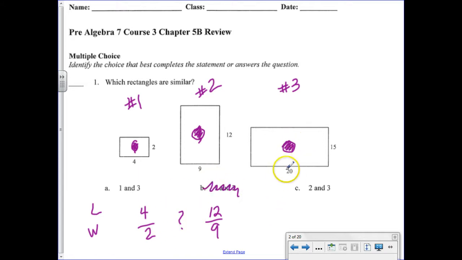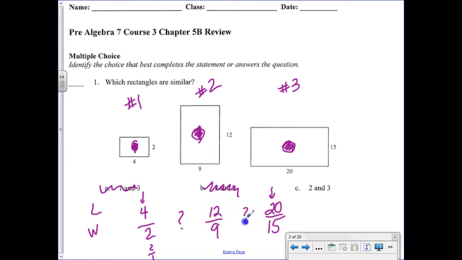The third one, length over width, is 20 over 15. All right, well, if I try to check the first one to the third one, you could either do cross products, the 4 and the 15 and the 2 and the 20, or you just say 4 over 2 is the same as 2 over 1. 20 over 15 isn't a double over 1 relationship, so it's not 1 and 3. Take a look at 2 and 3. That looks like my last choice.